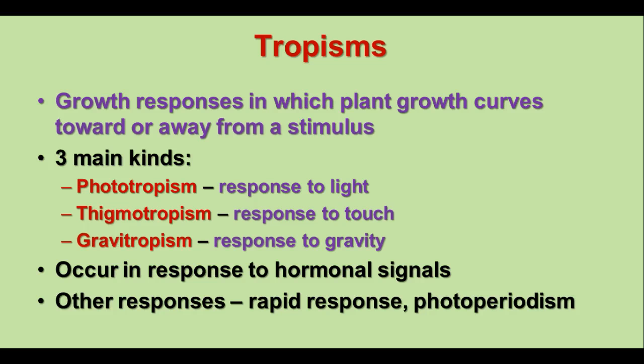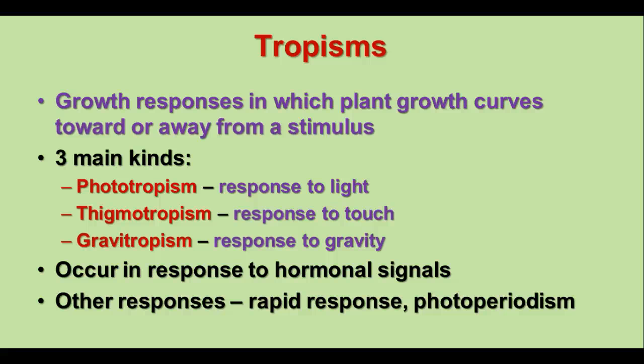Now, plants do respond to stimuli of various kinds, and the types of responses that plants have, we call them tropisms. These are growth responses where the plant growth curves toward or away from whatever the stimulus happens to be. There are three main kinds of tropisms. There's phototropism, which is response to light, thigmotropism, response to touch, and gravitropism, which is response to gravity. These all occur in response to hormonal signals, and so we'll look at the various kinds of hormones and what kind of signals they cause and how plants respond that way.